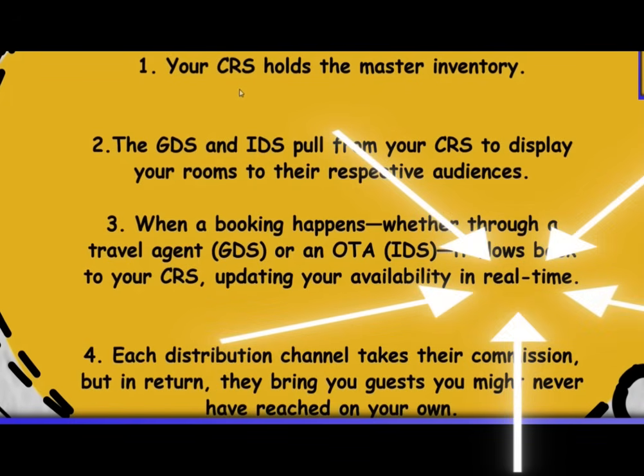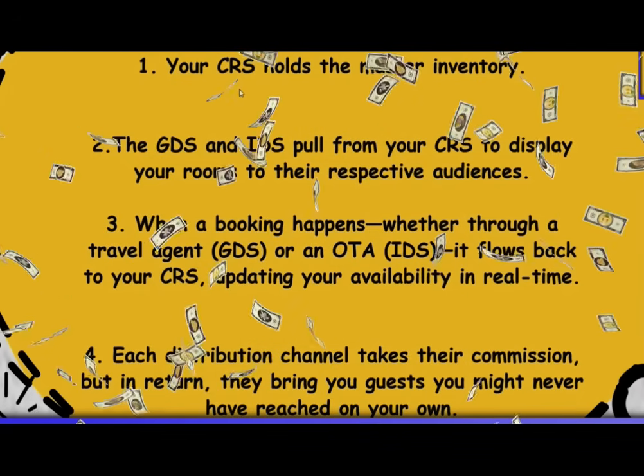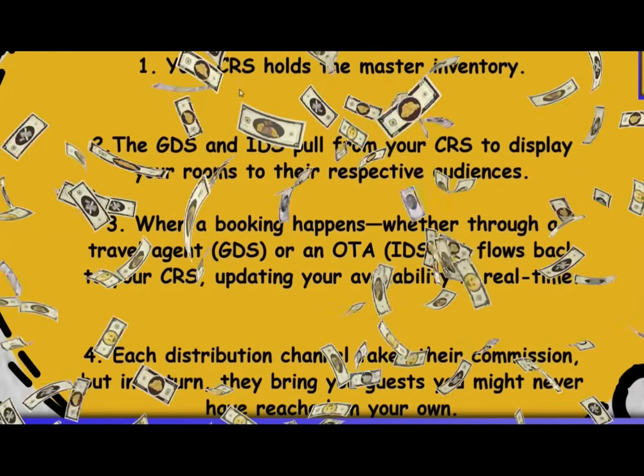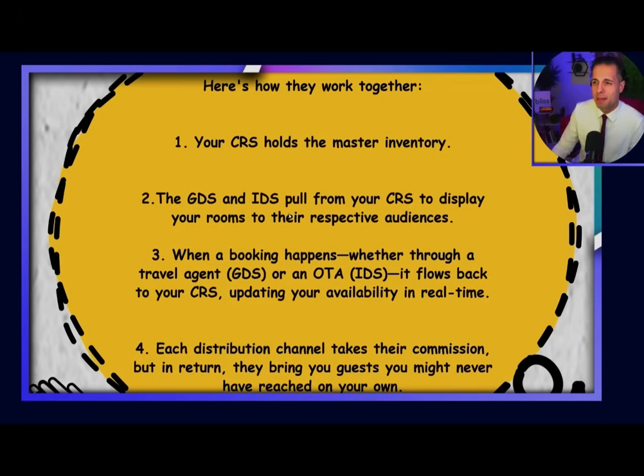Each distribution channel takes their commission, but in return, they bring you guests that you might have never been able to reach on your own. Powerful stuff. So that's pretty much it. I tried to explain the hotel distribution system in very clear ways, following 3 layers: understanding what the central reservation system is, understanding the global distribution system, and understanding the internet distribution system and how they're all connected.